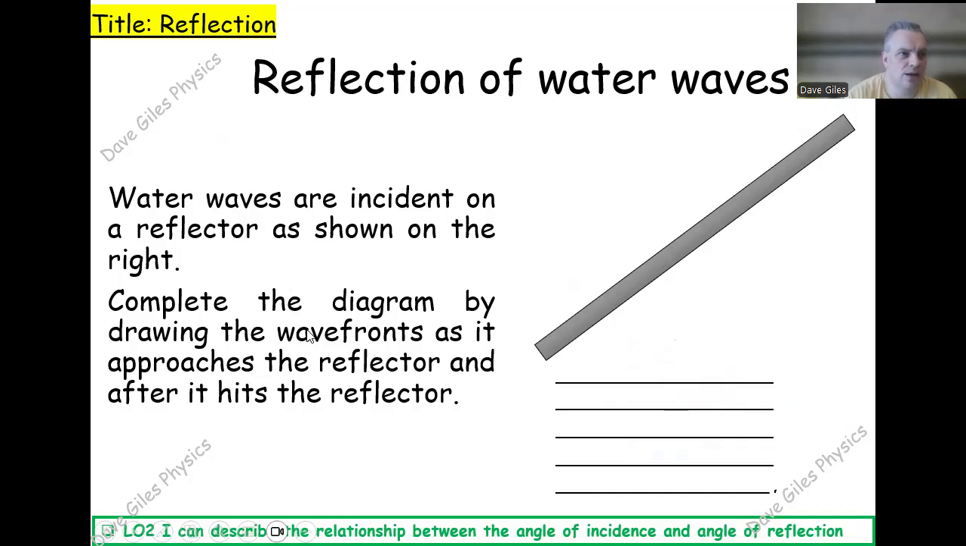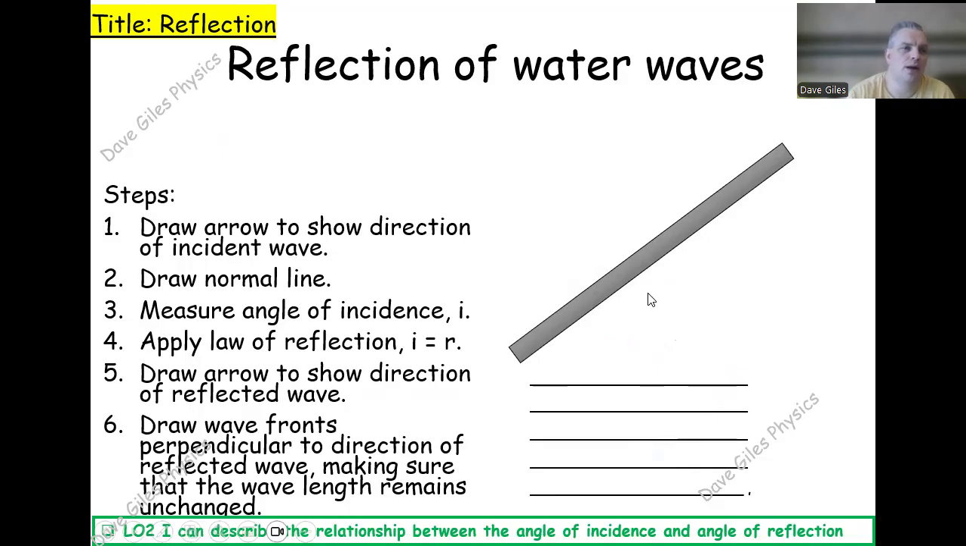So water waves are incident on a reflector as shown on the right. Complete the diagram by drawing the wavefronts as it approaches the reflector and after it hits the reflector. So first step, draw an arrow to show the direction of the incident wave. Okay. Add a normal line. So my normal line is normal, 90 degrees, to the mirror or the object it's hitting.